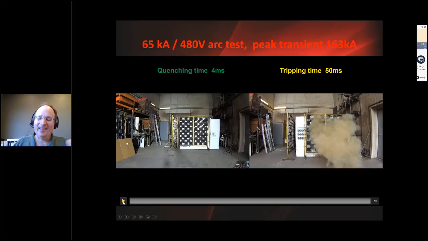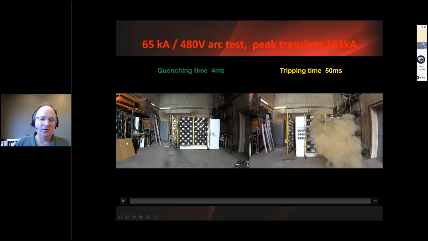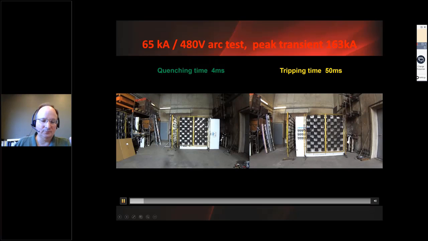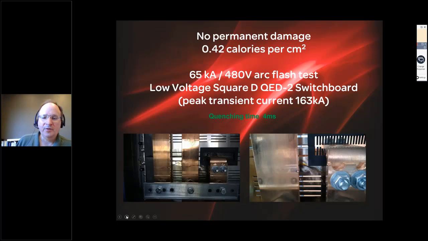But the switchboard on the left was able to be returned to service with the arc quencher in approximately 20 minutes of maintenance, whereas the switchboard on the right was catastrophically destroyed in the fault event. This shows a picture of the switchboard on the left, and you can see that at 0.42 calories per centimeter squared, there was virtually no damage.